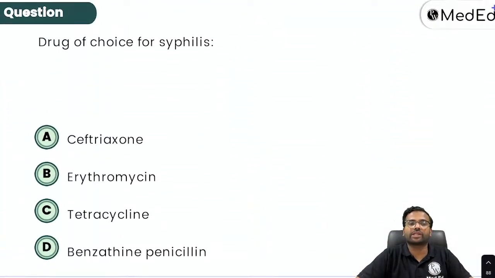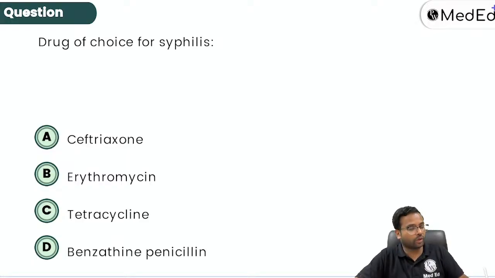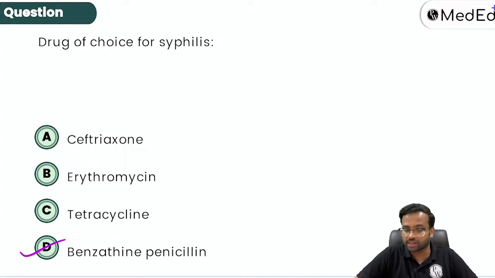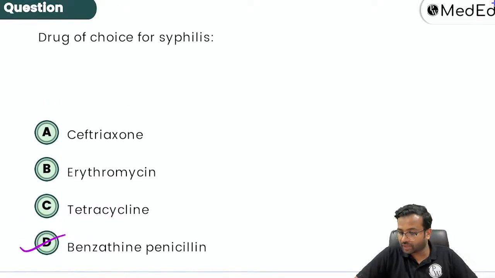Drug of choice for syphilis. Easy question. They're talking about syphilis. Are you going to treat it with ceftriaxone, erythromycin, tetracycline, or benzathine penicillin? Yes, very good. So here what you can do is you can go for benzathine penicillin shots, isn't it? And that is considered to be the drug of choice in the cases of penicillin.